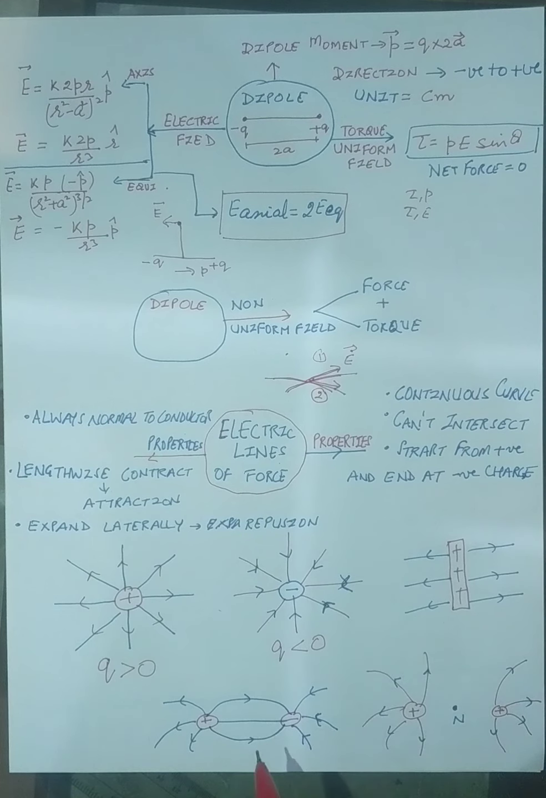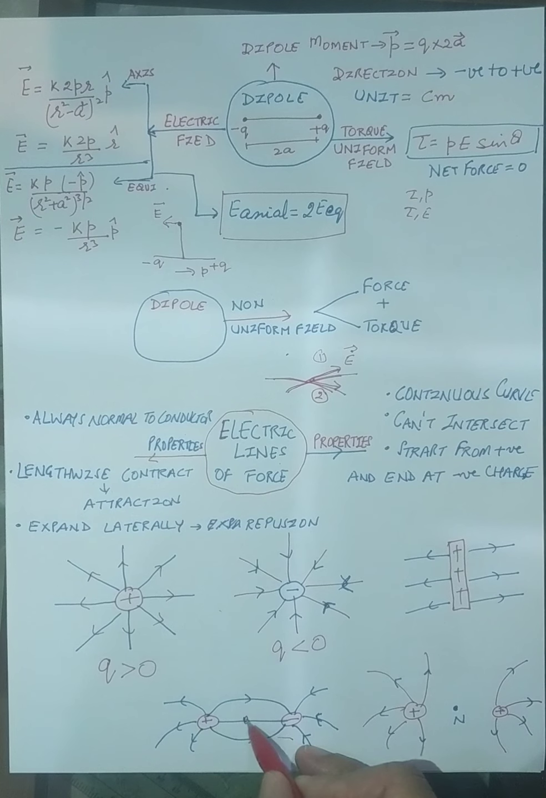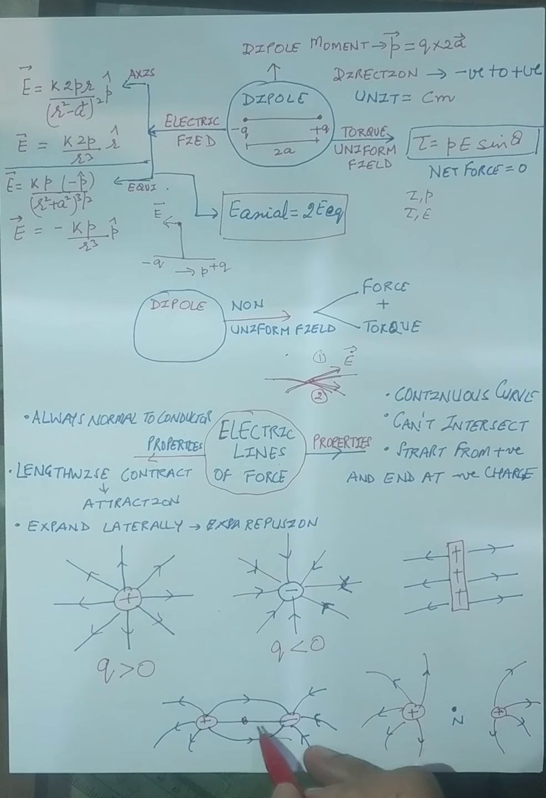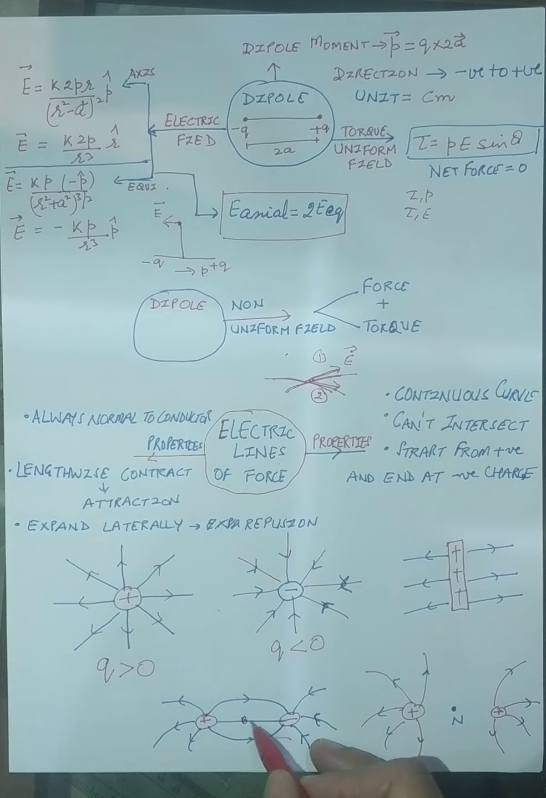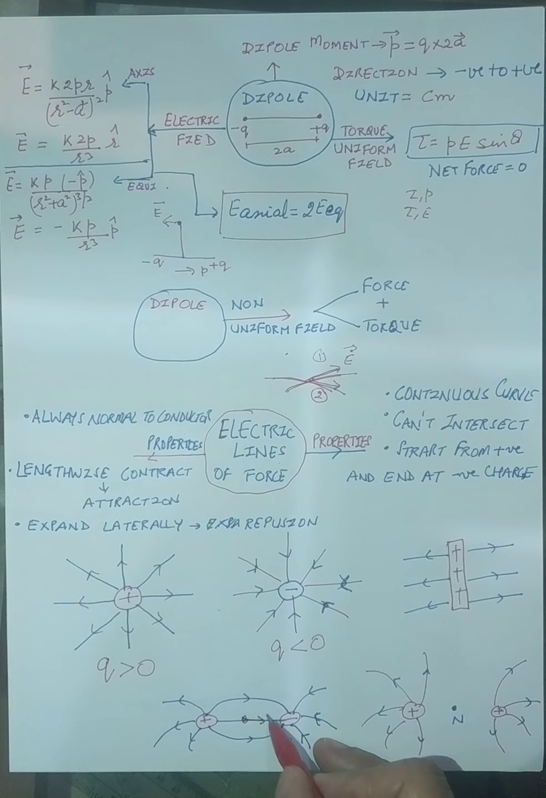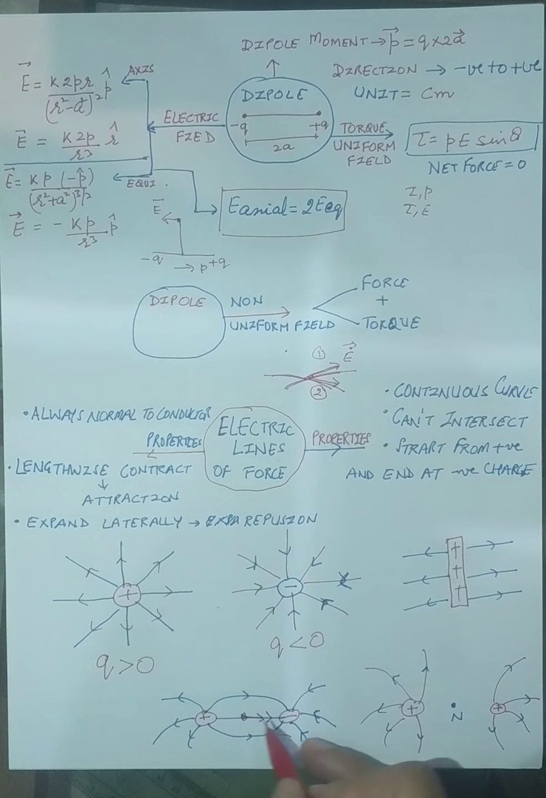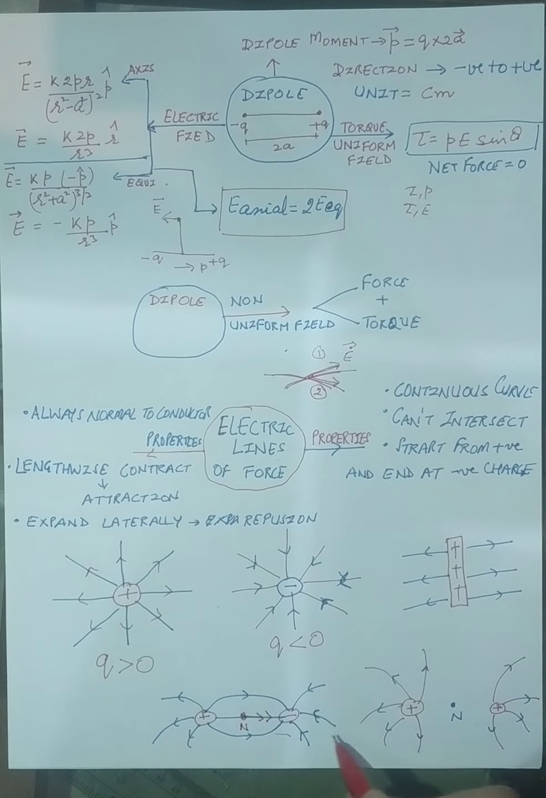And then these are the lines due to a system of equal and opposite charges. That is, you can say that this is for your dipole. In the case of the dipole, on the line joining the two charges the electric field is maximum, because the electric field will be in the same direction due to the positive charge as well as the negative charge. So at this point, the electric field is maximum.